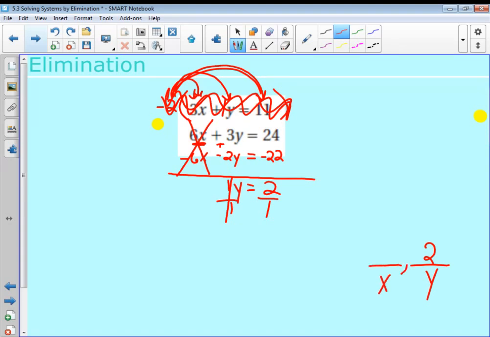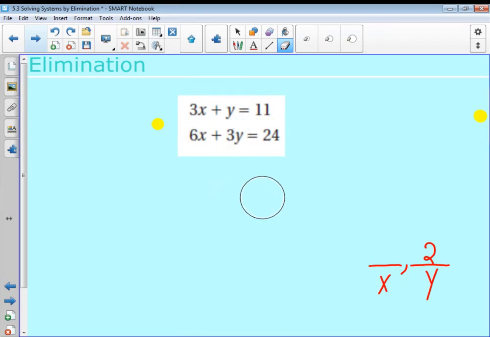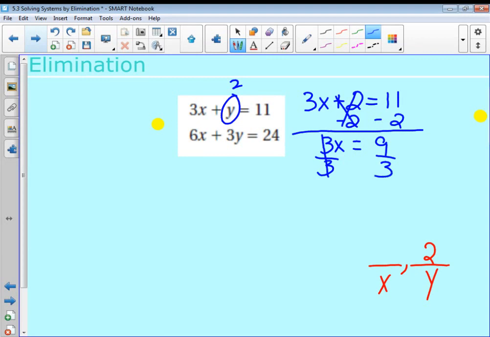Okay, so doesn't matter which equation I pick. I'm going to erase this. I'm going to use the top equation. Okay, it doesn't matter which one I pick, but I'm going to substitute in. Where I have a y, I'm going to substitute in a 2. So I have 3x plus 2 equals 11. Minus 2, minus 2. 3x equals 11 minus 2 is 9. Divide by 3, divide by 3. 9 divided by 3 gives me 3. There's my solution to my system of equations.